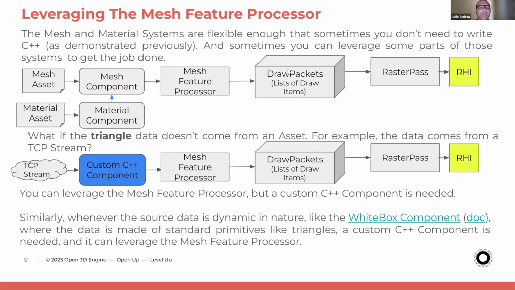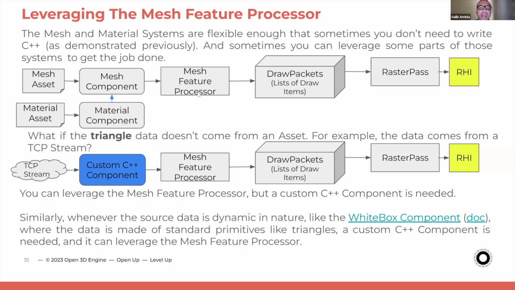Similarly, another interesting case where you can write C++ code without dealing much with the renderer is when you want to leverage the mesh feature processor. Typically, the mesh feature processor assumes there are mesh assets and also material assets. You instantiate a mesh component and a material component. That's how you configure your character or whatever. All of this data is fed to the mesh feature processor, which eventually generates draw packets out of it and it renders.